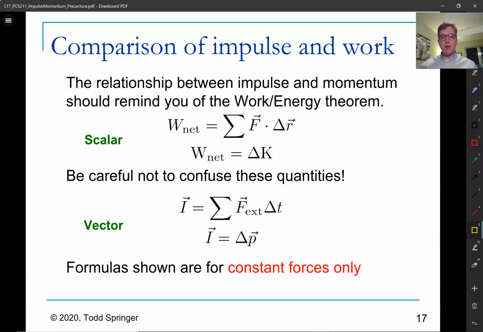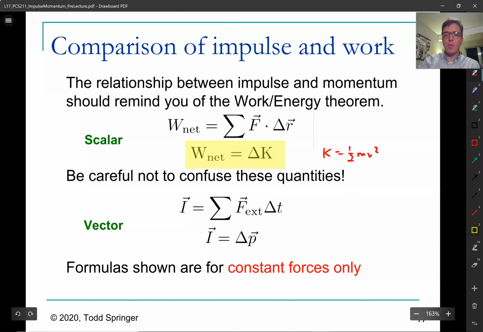All this stuff should remind you of work and energy. So let's go back and review a little bit from last week. The net work, we said, was the net force dotted with the displacement. So work is a force over a distance, right? F dotted with delta r. And the net work was equal to the change in the kinetic energy, right? Remember, kinetic energy is 1/2 mv squared.